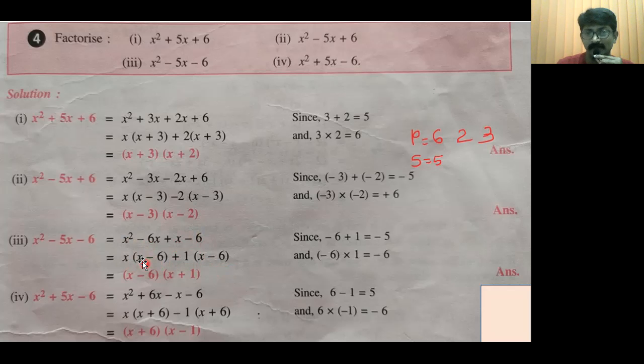Still, everything was simple. Now, these two brackets are identical. So I've taken x minus 6 outside and x plus 1 inside the bracket. Isn't it? That's it. Guys, look at this.